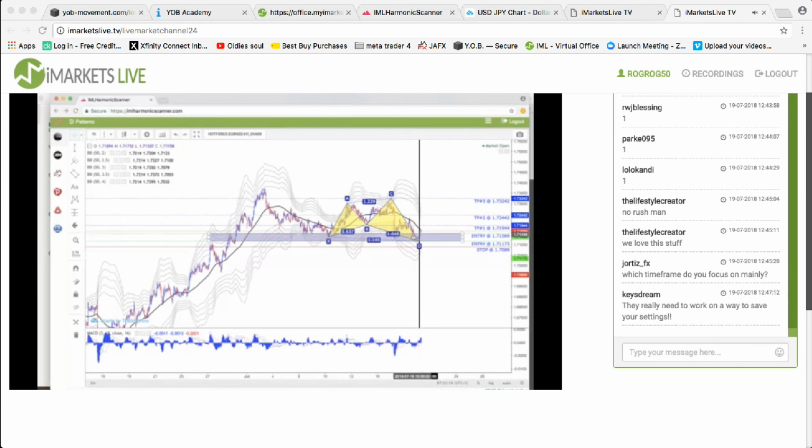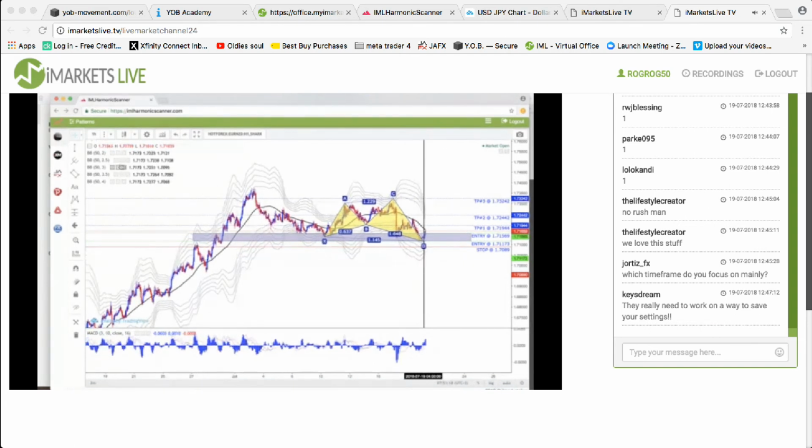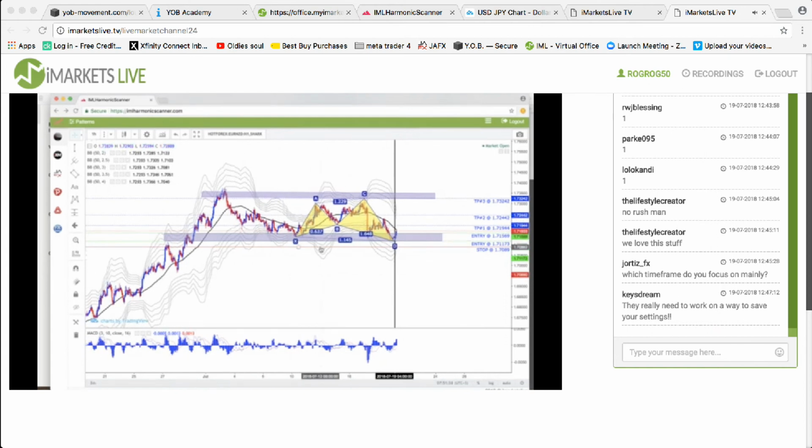So I'm looking for price to basically be at a support and resistance zone. Why am I looking for price to be at a support and resistance zone? Well, because Forex 101 states that when the market is low, you want to buy it. When the market is high, you want to sell it. So look at our trading zone. Here goes our support and our resistance zone.